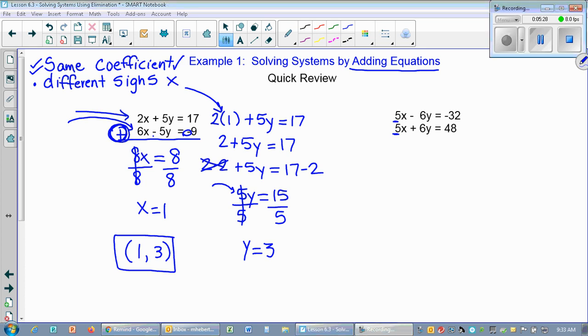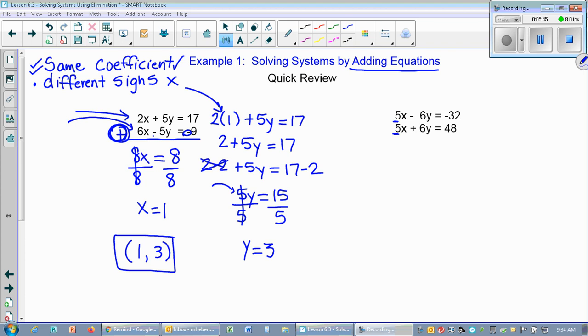We had a little glitch in the system, so I want to make sure you guys heard that again. The coefficients of the x's are both 5, which means they have the same coefficient, but they do not meet the qualification of different signs. Both of these 5's are the same sign. We're looking for different signs.